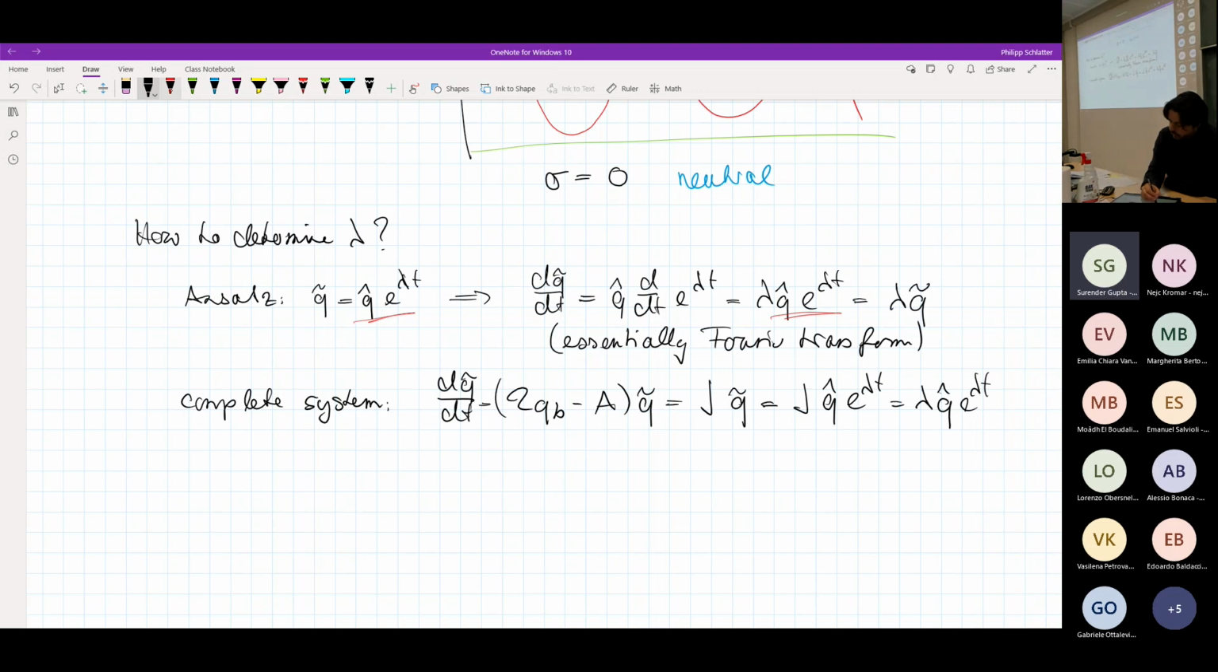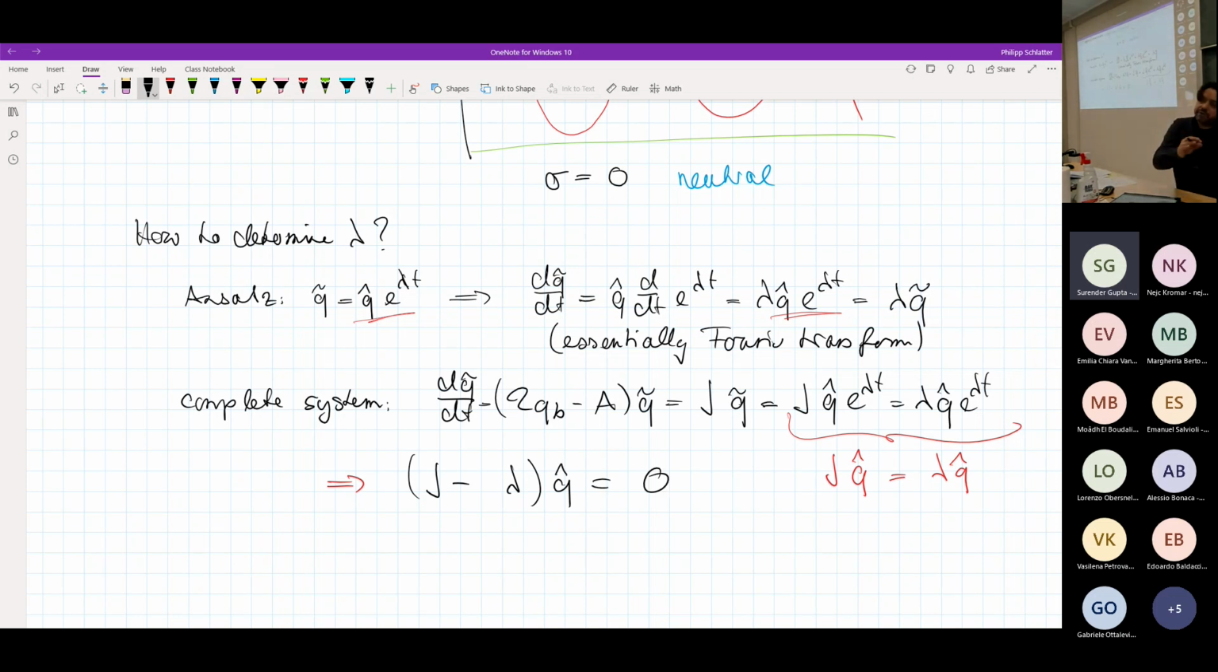And of course, now we see what this will be ending up with. In the end, this leads to j times q tilde, which should be the same as lambda times q tilde. Right, I can divide by e to the lambda t. So if we now do this Fourier transform in time, our dynamical system has become j times q tilde being lambda times q tilde. This is quite interesting because we can use this equation to isolate q tilde. So this becomes: j minus lambda times q tilde is 0, if I just take everything on one side.